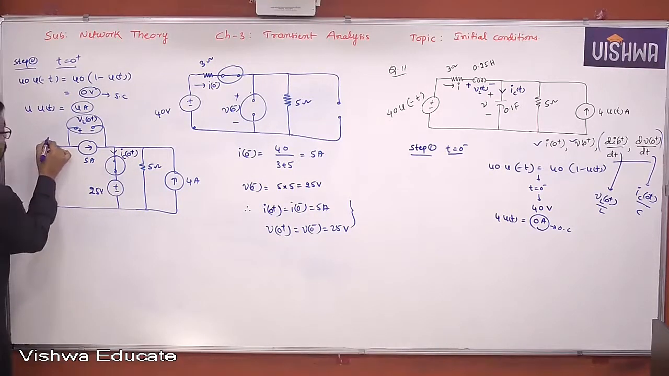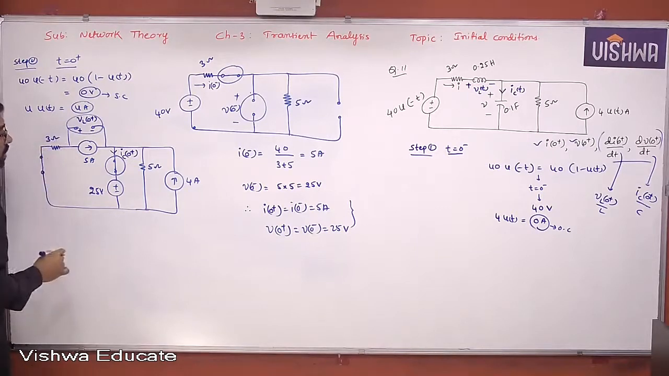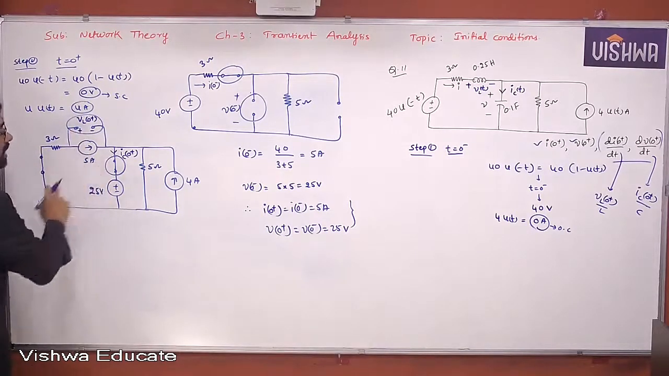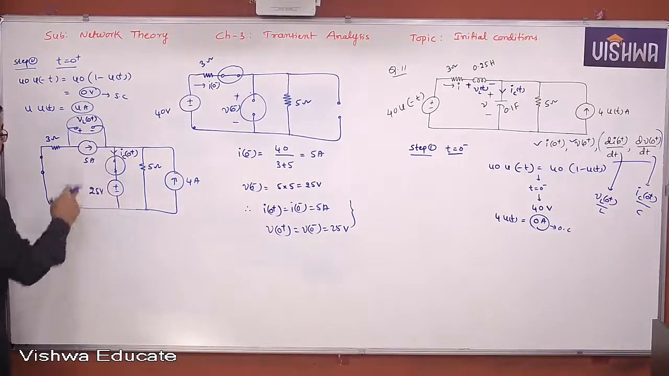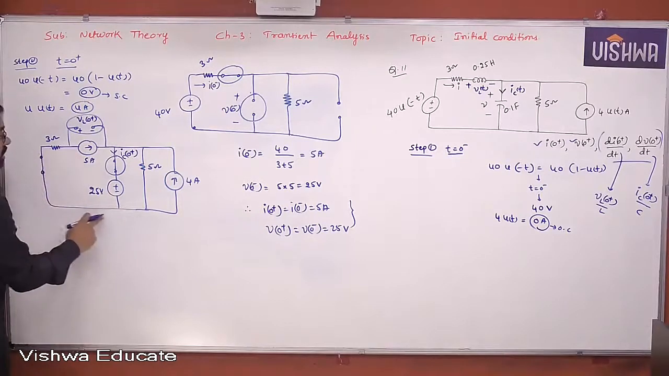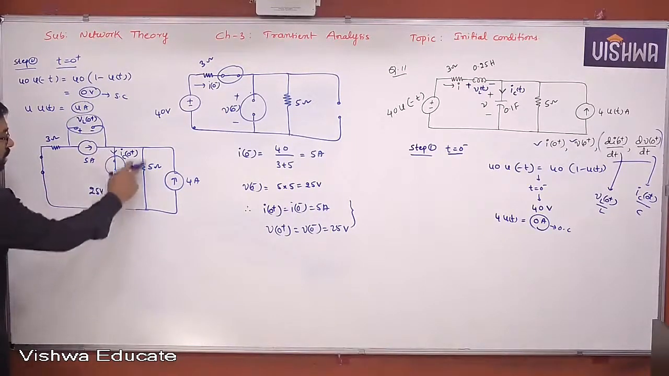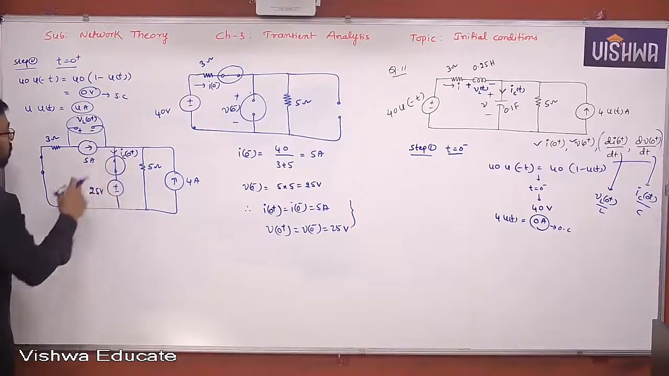This is 3 ohm. Your objective is to determine VL of 0 plus and IC of 0 plus. For VL of 0 plus, I can go with the touching concept. I can start from plus and reach minus this way or this way, but I will go this way. So, what is the voltage across it?